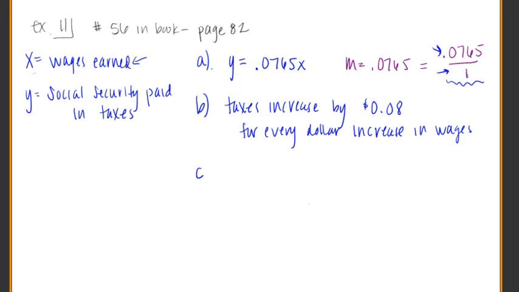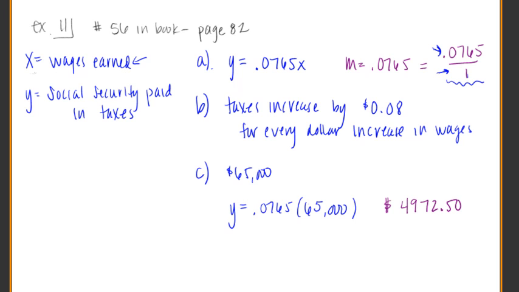Okay, so part C. Part C is what Social Security contributions will an employee who earns $65,000 be required to make. So if we make $65,000, that's obviously the wages. So the taxes, which are Y, it's going to be 0.0765 times my wages, 65,000. Okay, so if we put that in our calculator real quick, our calculator will tell us that the amount of taxes we're paying on $65,000 of income, specifically to Social Security, is $4,972.50.